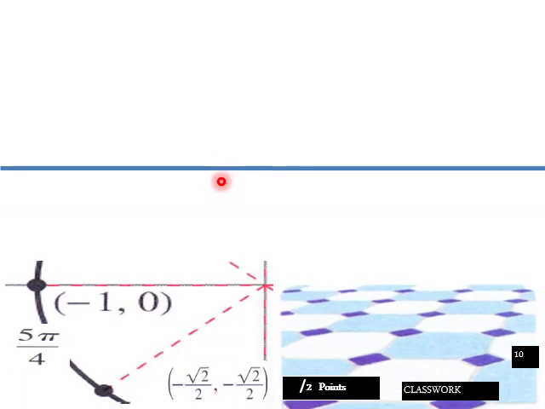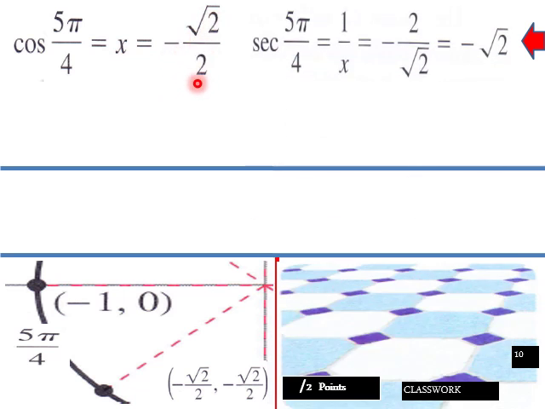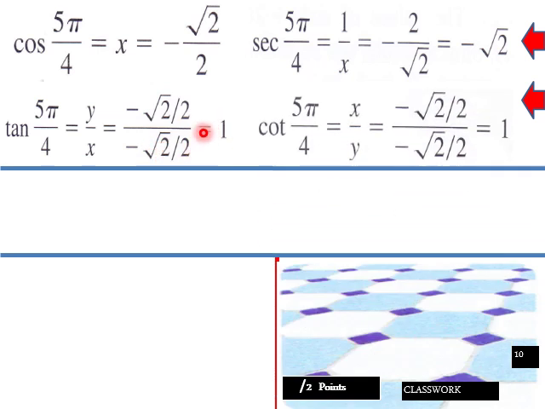Okay, finishing up here for 5 pi over 4 with our 6 different functions. We have cosine 5 pi over 4 equals negative square root of 2 over 2, and then the secant turns out to be negative square root of 2, and then tan is negative square root of 2 over 2 over negative square root of 2 over 2, which equals 1. And then the cotan would be the reciprocal of this, which would equal 1 as well.